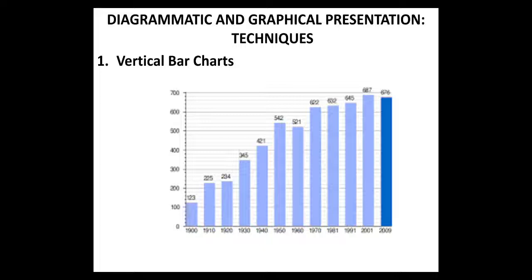Now we are going to see what the different types of charts are, and we will discuss them one by one. The first one is vertical bar charts. The vertical bar charts, which are shown in the image, are the best for comparing data grouped into discrete categories.